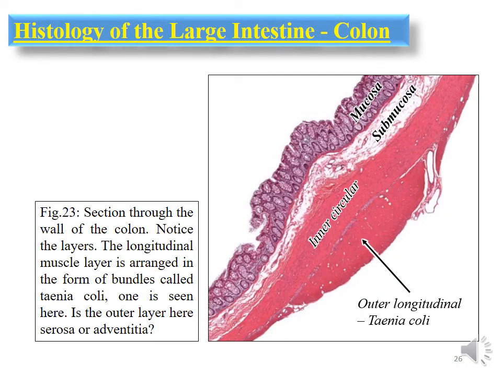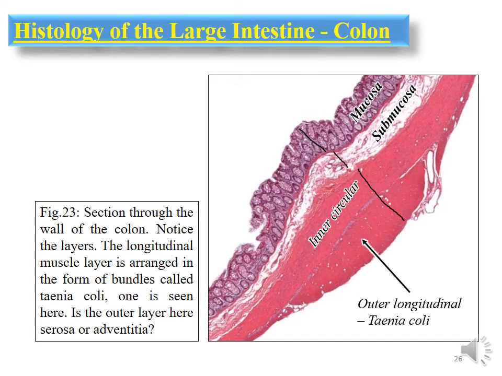Finally, the histology of the large intestine, specifically the colon. Again, we have the mucosa, submucosa, and the muscularis externa. The outermost layer could be either a serosa or an adventitia, depending on whether the part of the colon is intraperitoneal or not.